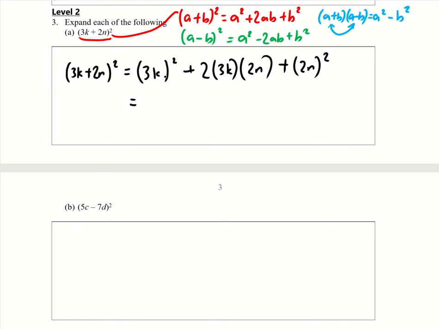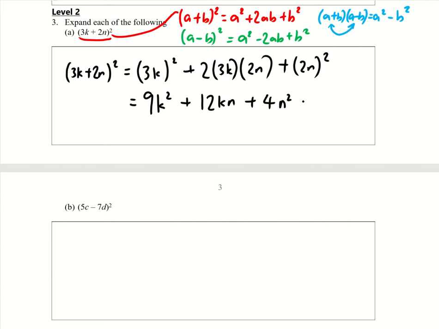So 3k the whole thing square, the square will go to both the number and the alphabet. So 3 square is 9, k square is simply k square, plus 2 times 3k, so 2 times 3k is 6k, so 6k times 2n is 12kn. Again, write down your answer in alphabetical order so that you don't confuse yourself. I repeat, 2 times 3k, 6k, 6 times 2, 12, then k times n is kn. And then over here, 2n square, so 2 square is 4, n square is simply n square.